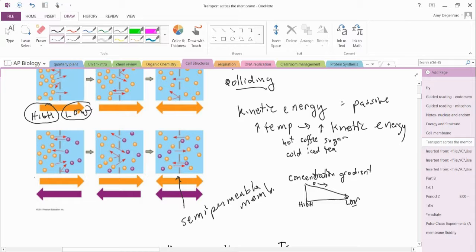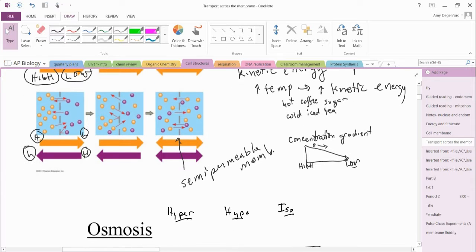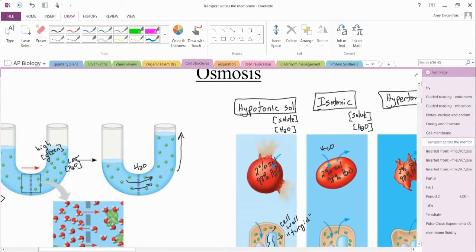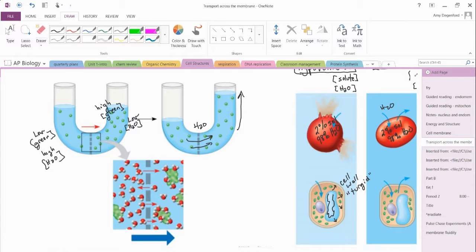So in the orange would be high going to low, but then notice the purple is moving high to low according to its own concentration difference. So there's your short, sweet, to the point definition of diffusion. Now, the semi-permeable membrane gives some interesting twists to the tale.